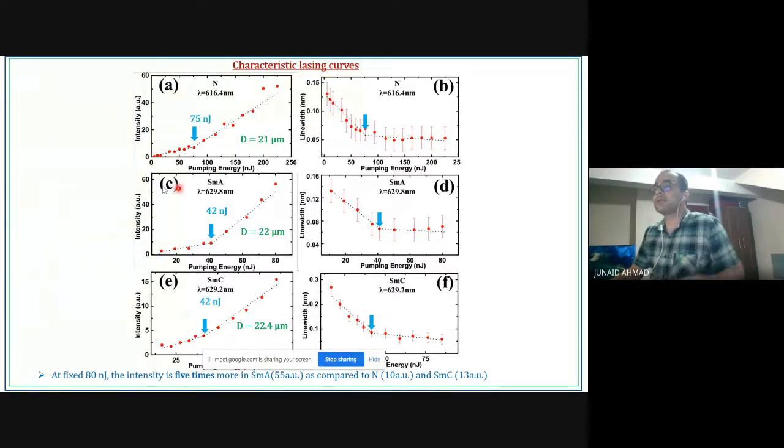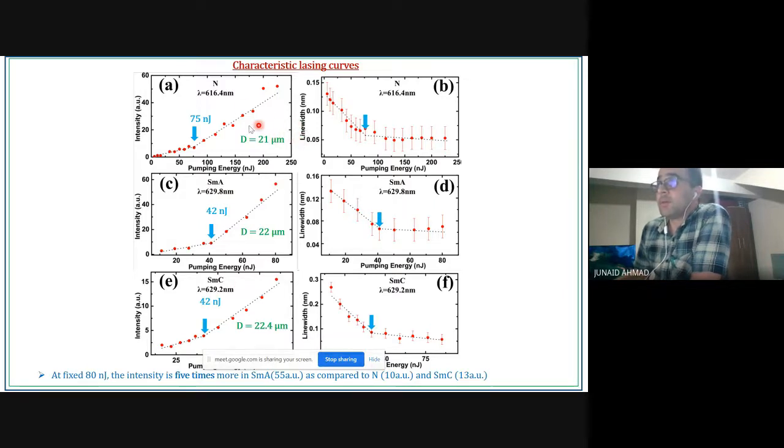What we found is that the lasing intensity corresponded to specific peaks, for example, 616.4 nanometer in the case of nematic droplet. The intensity increases slowly up to a certain pumping energy, and beyond this pumping energy, it changes its slope and increases rapidly. A similar sort of trend is observed in the case of smectic A droplet as well as smectic C phase.